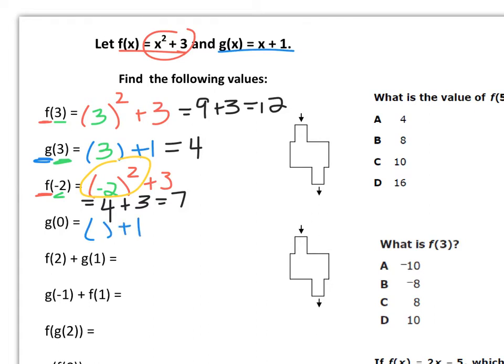Parentheses plus 1, since we're doing g, plugging in 0, and 0 plus 1 is just 1.